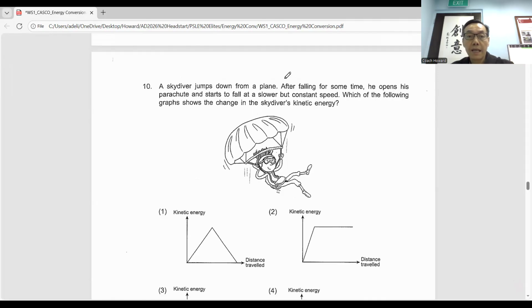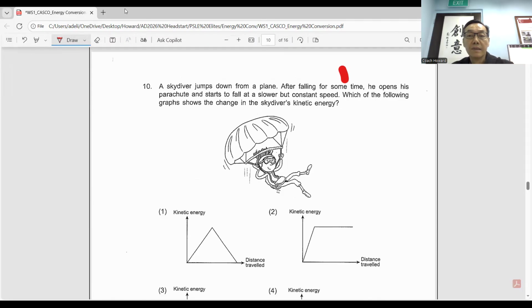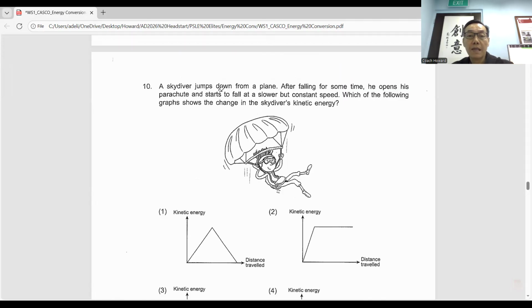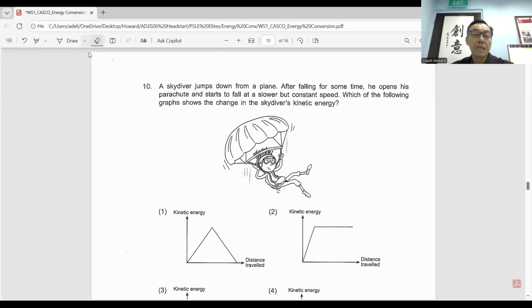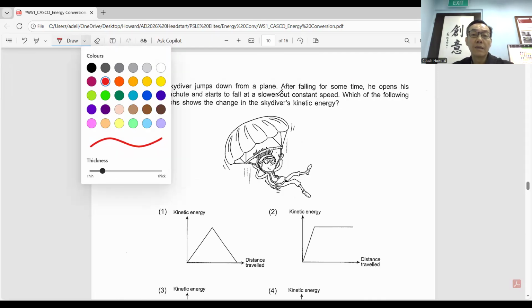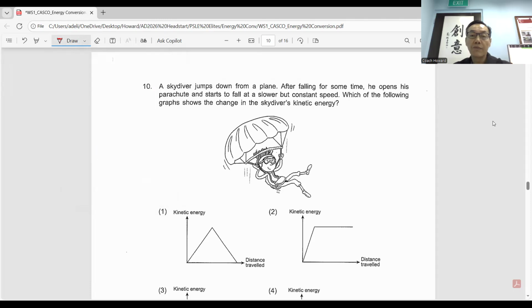Okay, it says that a skydiver jumps from a plane. After falling for some time, he opens his parachute and starts to fall at a slower but constant speed. That means he is still falling, but at a slower but constant speed. Constant speed means same speed. Which of the following graphs shows a change in the skydiver's kinetic energy? So you must understand that when he leaves the plane, the kinetic energy is zero.